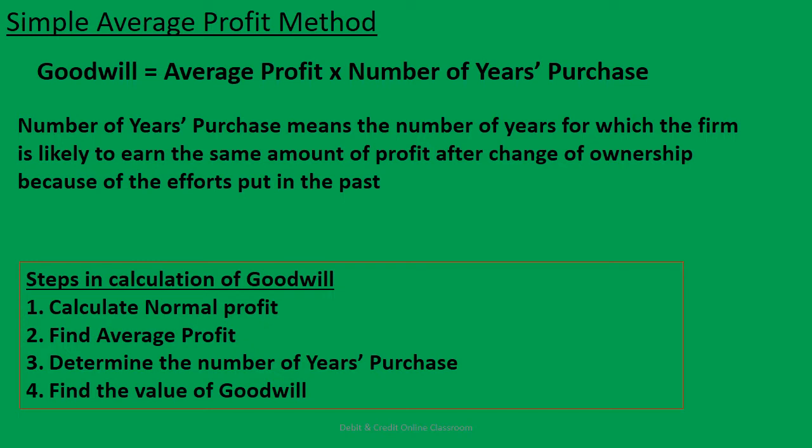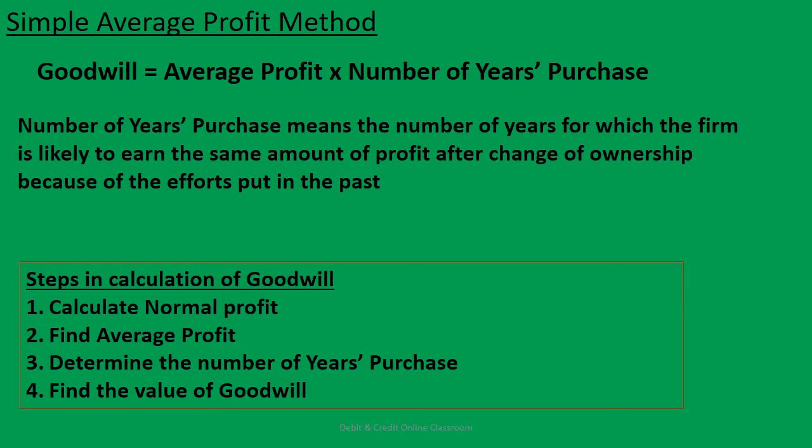Let us see the steps in calculation of goodwill. First of all, we have to calculate the normal profit. Normal profit is calculated as follows. Profit of the past year, to that add the abnormal losses, loss on sale of fixed assets, overvaluation of opening stock or undervaluation of closing stock, non-recurring expenses, capital expenditure charged as revenue expenditure.